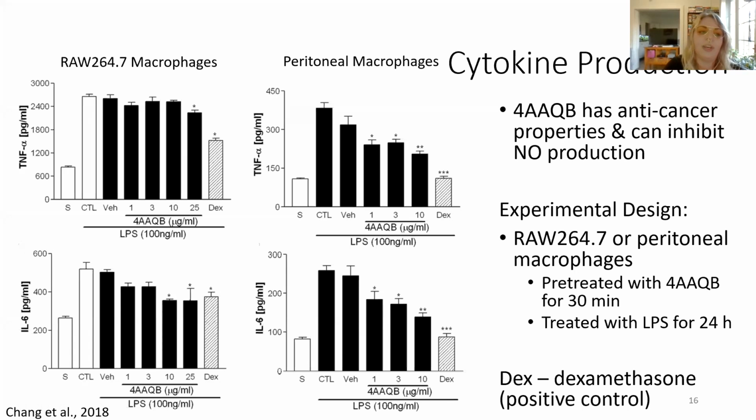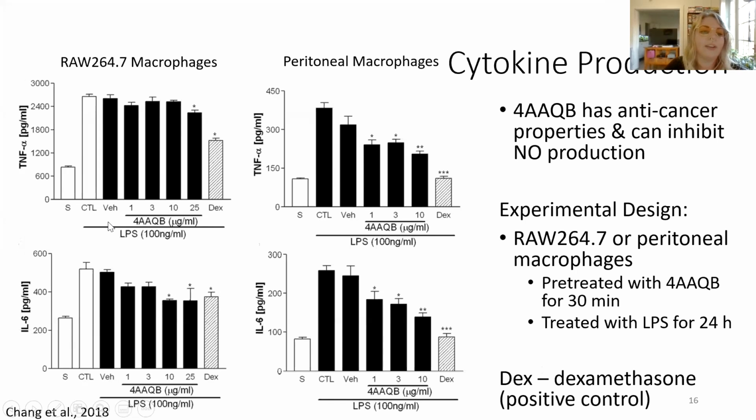And so they first pre-treated RAW cells or peritoneal macrophages with 4-AQB, or they used dexamethasone as a positive control, for 30 minutes before treating with LPS, and then looked at TNF alpha and IL-6 concentrations in the cell supernatants. And so here we have TNF alpha on the top and IL-6 on the bottom, with RAW macrophages here on the left and peritoneal macrophages on the right.